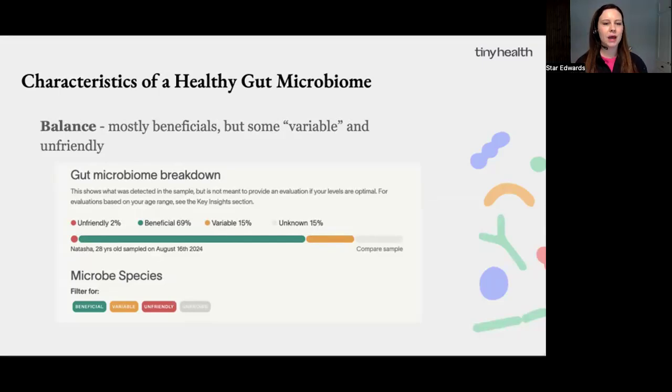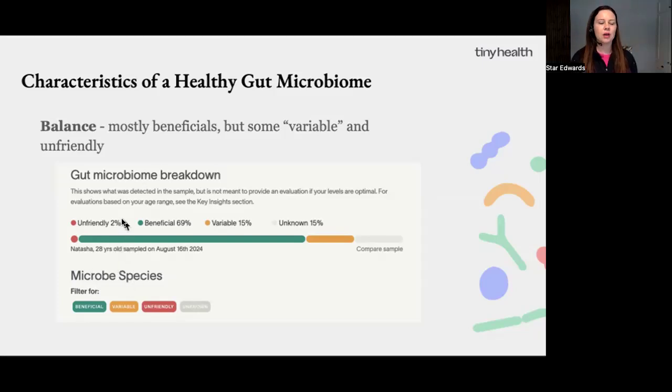So we want balance with the variables and the unfriendlies. It's important to note that it is okay to have some unfriendlies and it's okay to have variables. If we work too hard to eliminate all of these unfriendlies and variables, then it's going to eliminate the beneficials too. And that doesn't create a very resilient microbiome. And even in small amounts, these unfriendlies and variables, they do have health benefits for us. So the goal is not to get rid of all the reds or all the unfriendlies.